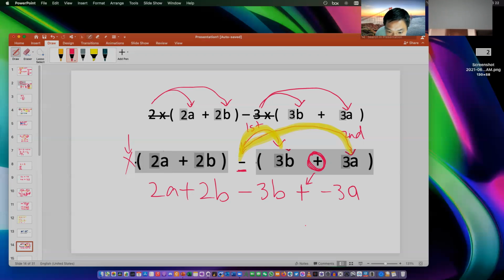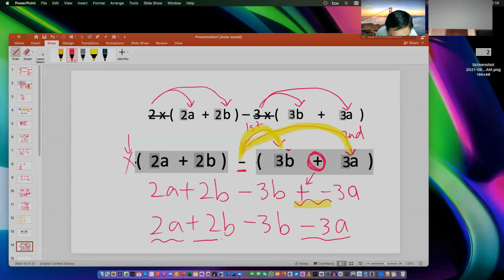Then after that, you can see that you have a 2a here, then you have the 2b here, then minus 3b here. Now you have a plus and minus here. So this plus minus give you what? Minus. Therefore, you end up with minus 3a. That's not all. Can you see that you can combine the 2a with the minus 3a? You can combine the plus 2b with the minus 3b because they are similar terms, right?